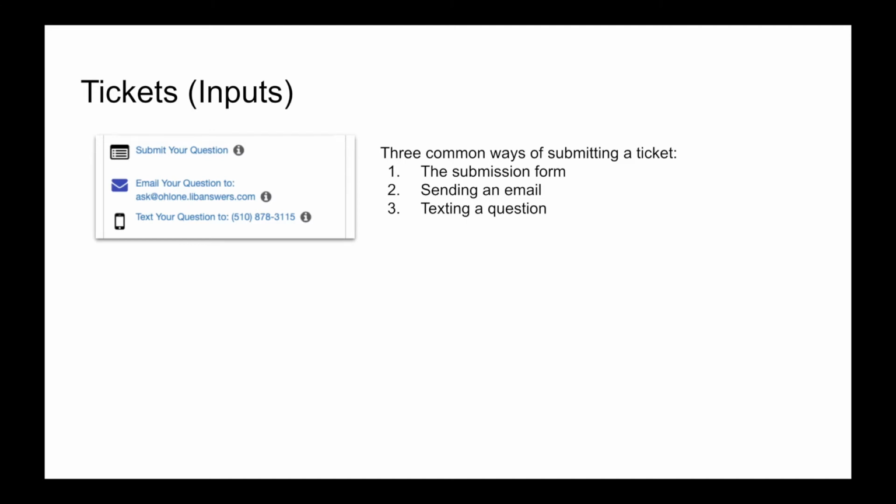is through the submission form. So you can see on the left here in that image, that is a link to the quote unquote submit your question form that exists on the library FAQ page. This other way we get things in is through email submissions. So that's whenever anybody sends an email to ask@ohlone.libanswers.com, that will auto-generate a ticket. And the third way is going to be our SMSs. So anytime that number gets text, the system generates a ticket for us.